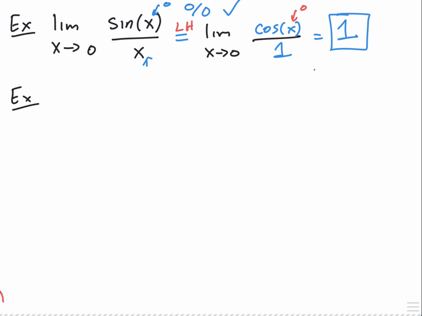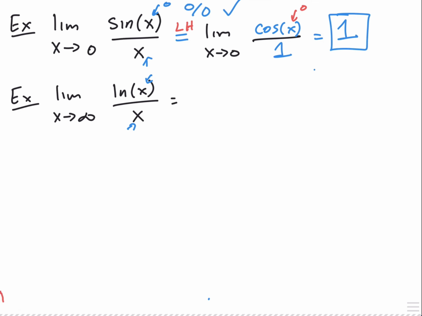Okay, let's try another one here, one that's a little bit more complicated. How about the limit as x goes to infinity of ln of x divided by x? We always do the same thing, right? You plug it in. You imagine you plug in infinity in this case, but what's the limit as x goes to infinity of ln of x? Where does ln of x go? It just goes to infinity, right?